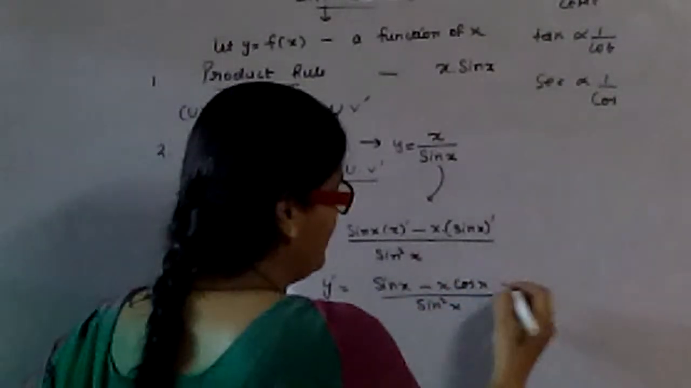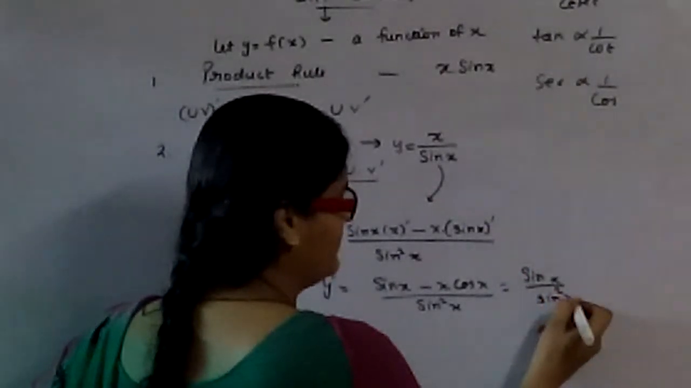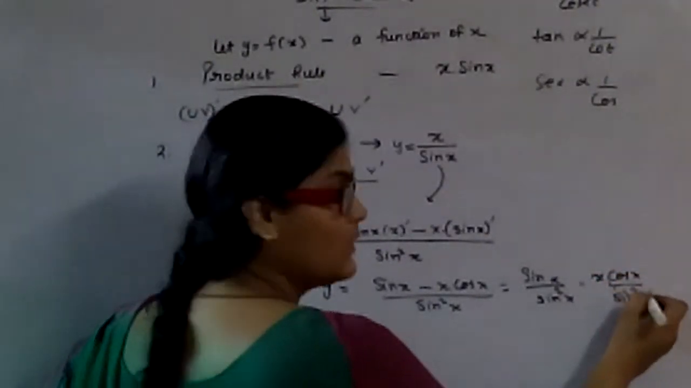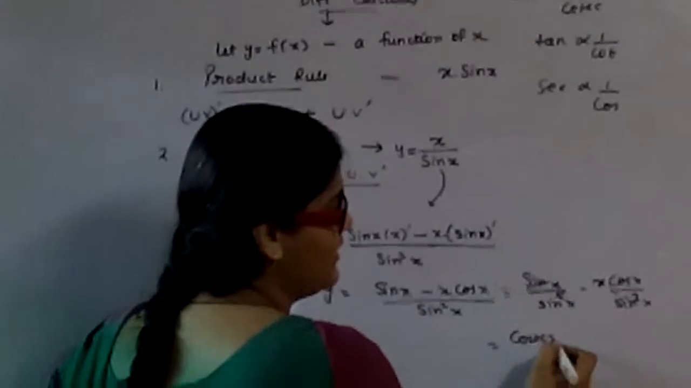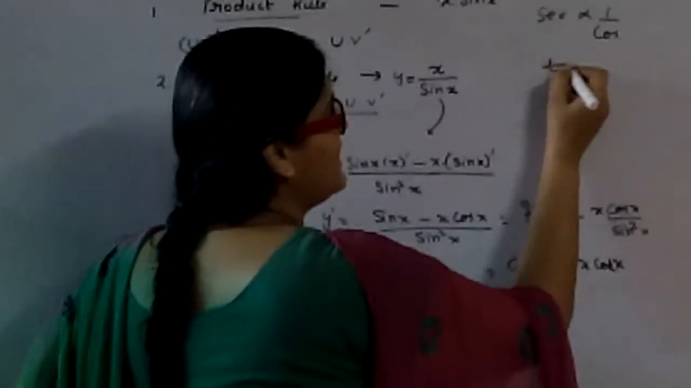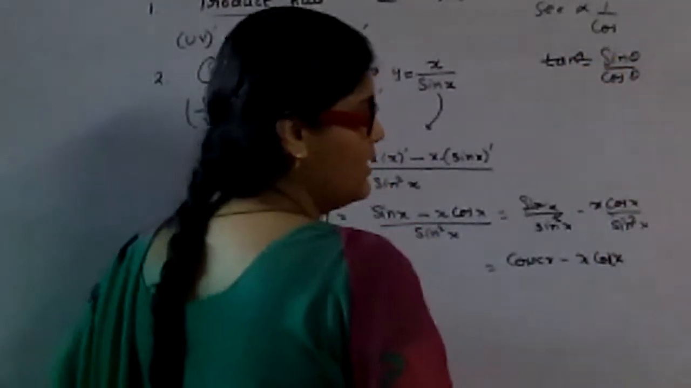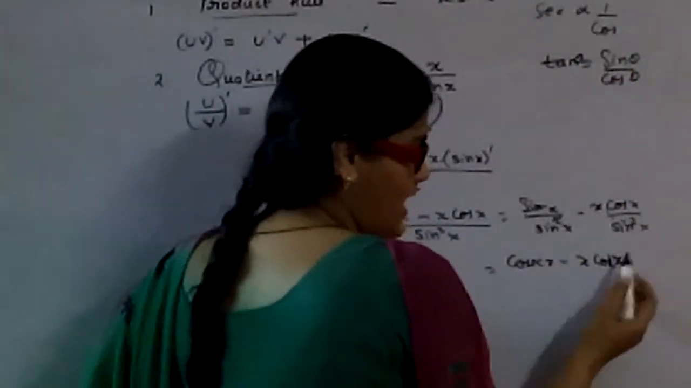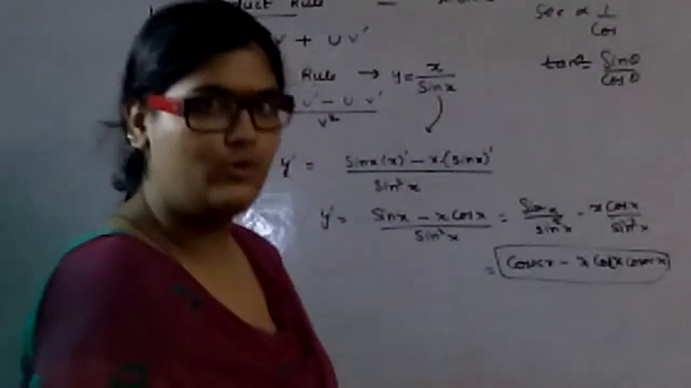You can much more simplify this by distributing denominator to both the numerator, and here you go, you get the answer. That is, sin x is cancelled out with sin x. This 1 upon sin is cosec x minus x cos upon sin is cot. As you know, tan theta is sin upon cos theta. So cos upon sin is cot, as cot is inversely proportional to tan, and 1 upon sin becomes cosec x. This is our answer in simplified form. Okay, I hope you understand.